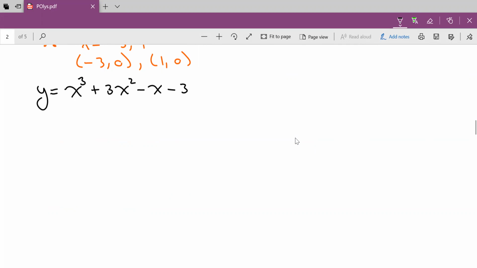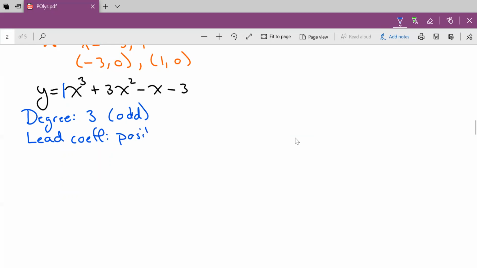So when I go to analyze this thing, I'm just going to keep asking myself the same questions. What is the degree of my function? Degree is the highest exponent I see. This is degree 3. Also, it is odd. Perfect. What is my lead coefficient? Well, my lead coefficient is what's in front of my highest term, so it's 1. It's positive, which means the graph ends up.